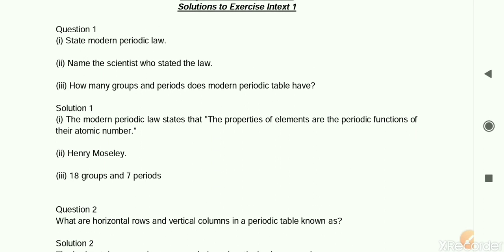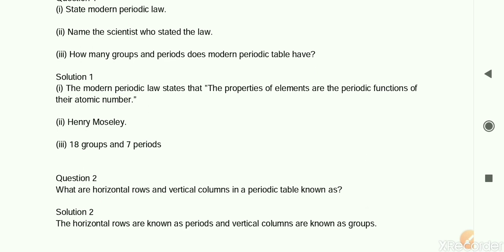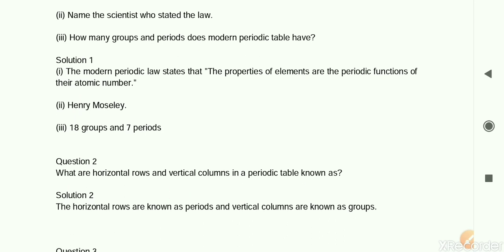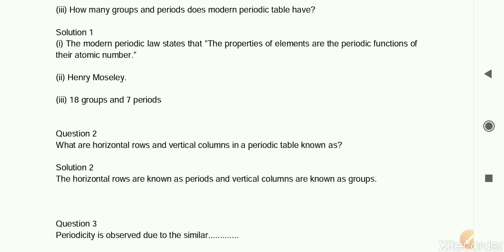The first one is language based itself. State the modern periodic law. We have covered that in the class. The periodic properties are repeated based on atomic number. Next one, the scientist who stated the law was Henry Moseley. How many groups and periods does the modern periodic table have? 18 groups and 7 periods.